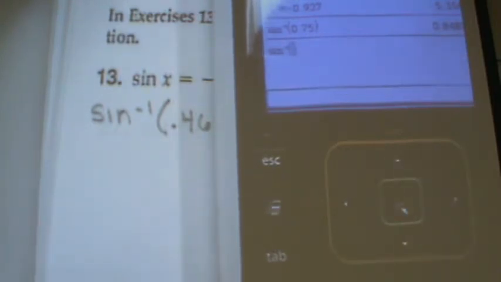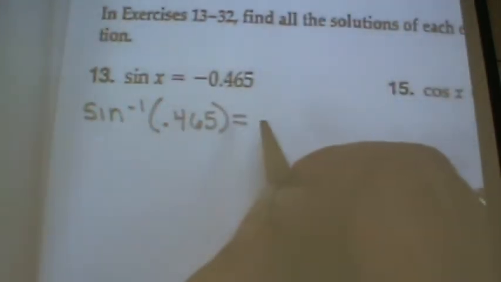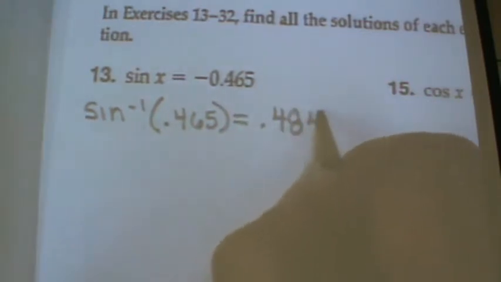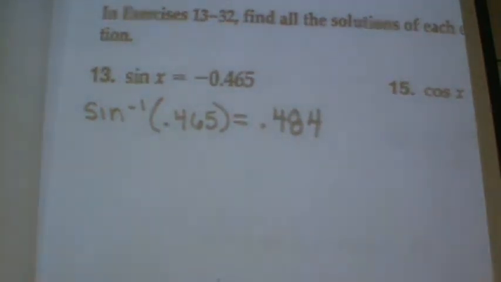And then 0.465. Enter. Did you get 0.483? Yeah? Actually, it should be 0.484 if you round. Now, what do I do with this answer?